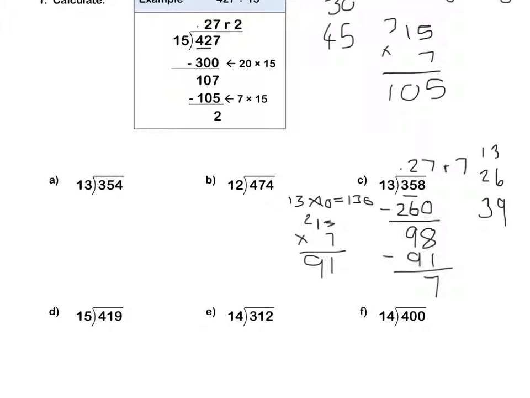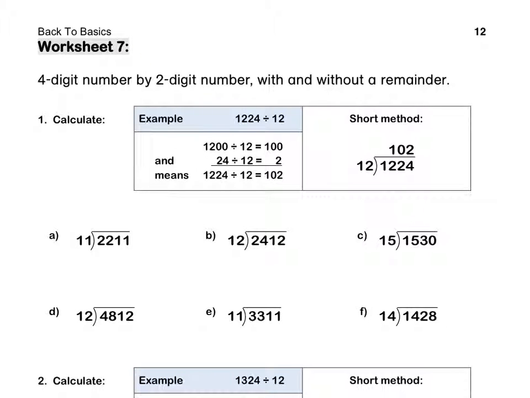Press pause to complete the rest of this page by yourself. When you are done, use the memo to mark your answers. Worksheet 7. We're dividing by 12, so let's look at the short method. 12 can't fit into 1, but 12 fits into 12 once. 12 can't fit into 2, so we write down our 0. Very important. Then 12 fits into 24 twice.